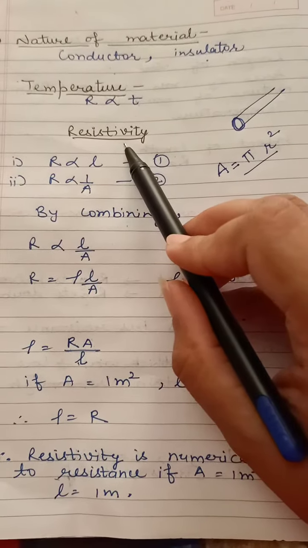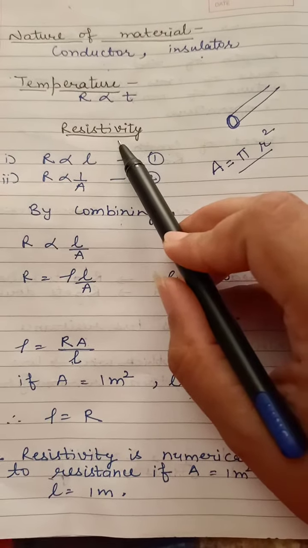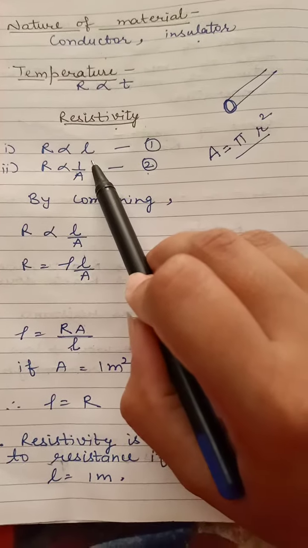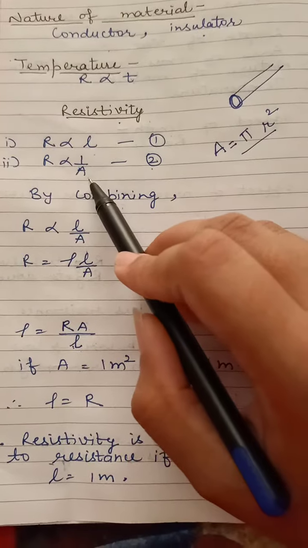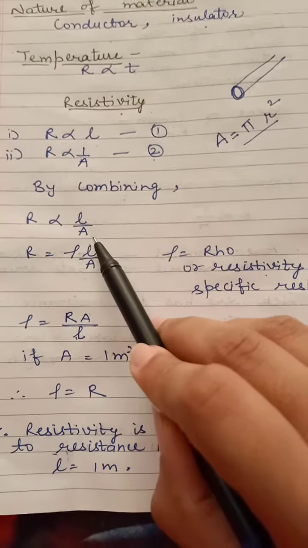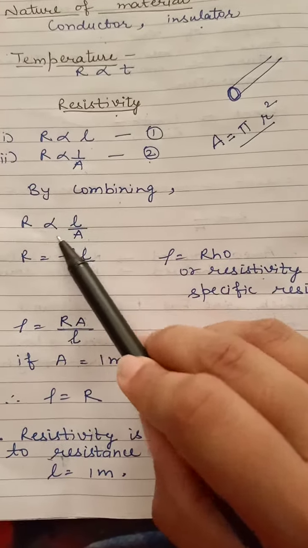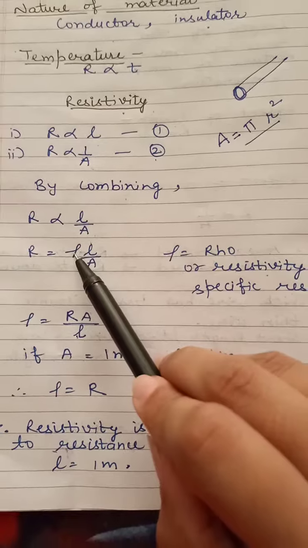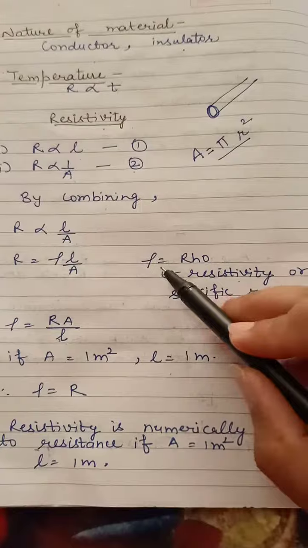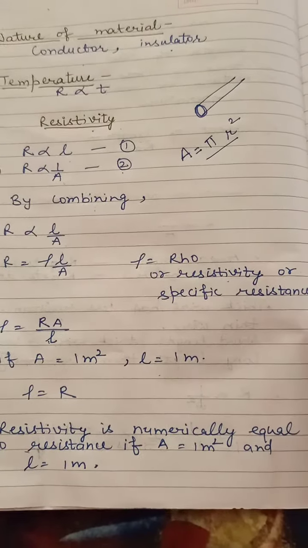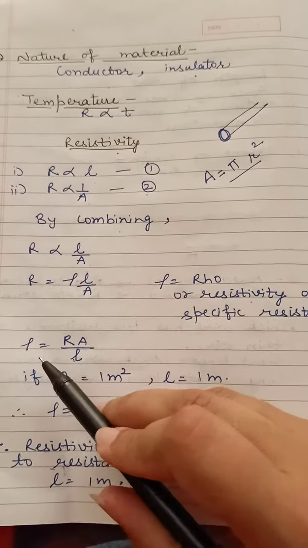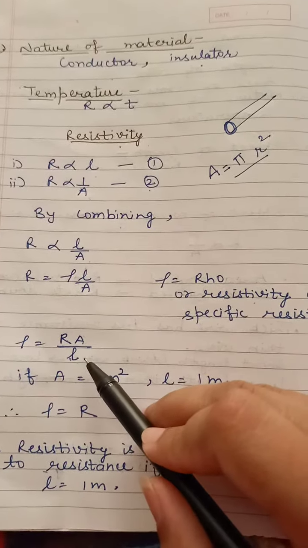Next is the resistivity of the wire or resistivity of the material. We have the two formulas. R is directly proportional to L and R is inversely proportional to A. By combining these two, we get R is directly proportional to L upon A. And by removing the proportional sign, we get the symbol rho. This R is equal to rho L upon A. And this rho is the resistivity of the conductor, or we can say it is the specific resistance. This rho is equal to R A upon L.